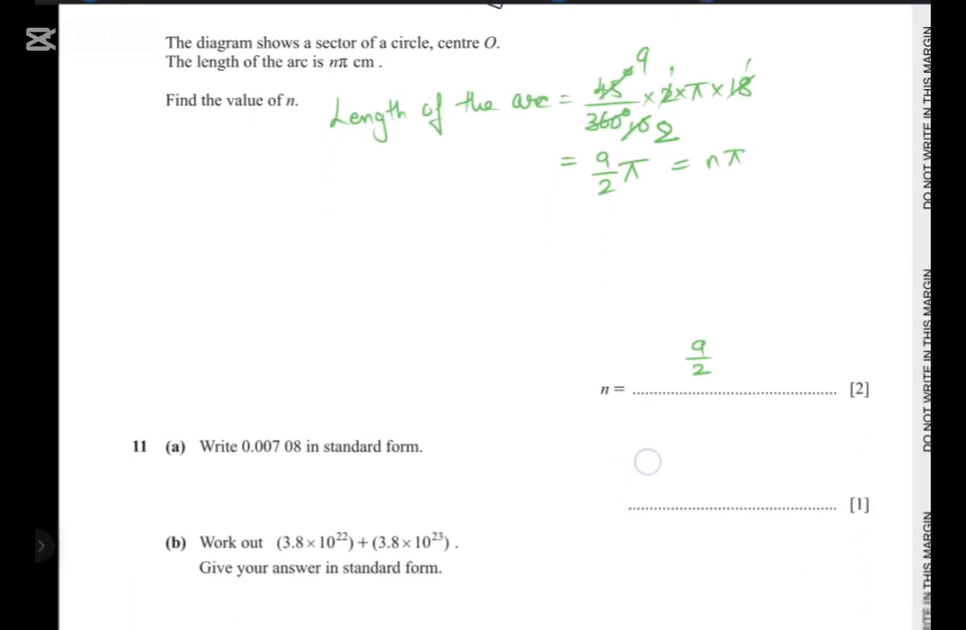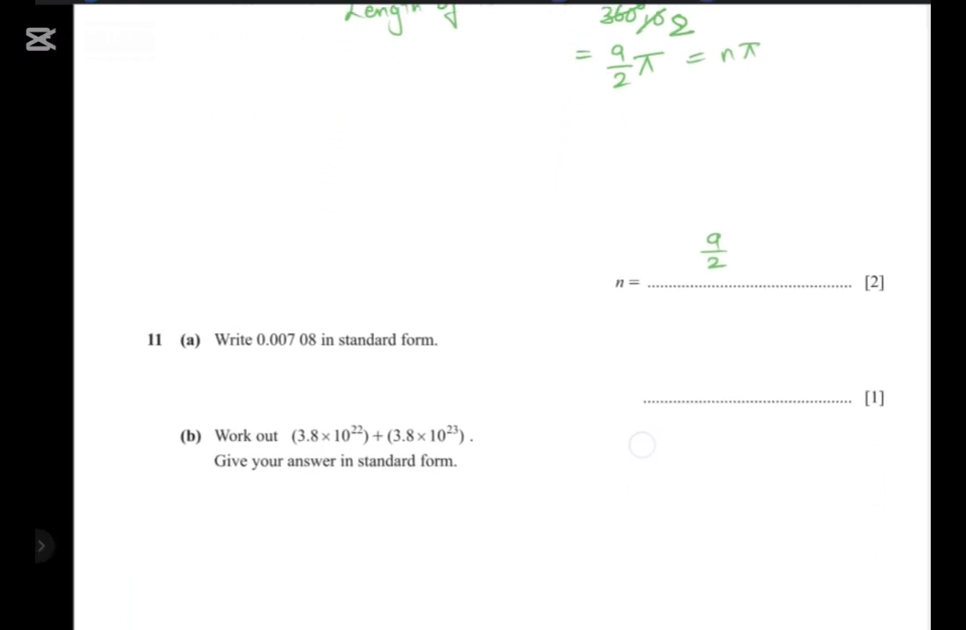Question number 11. Write 0.00708 in standard form. So to write in standard form, we need to write a whole number with the decimal places. Only one number should be there before decimal. So that means we need to shift this decimal to after 7. So how many numbers is it going? 3 numbers right it is going.